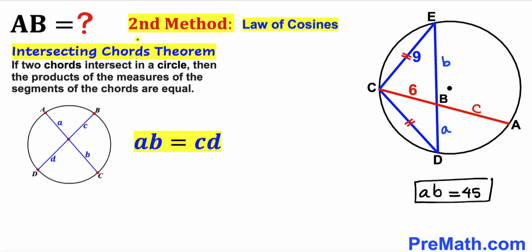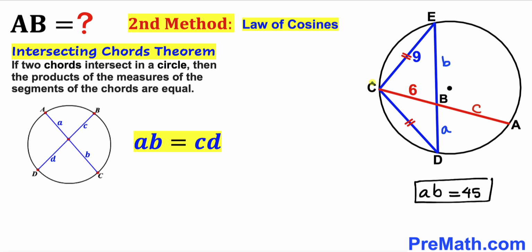And now let's recall the intersecting chords theorem. According to this theorem, if two chords intersect in a circle, then the product of the measures of the segments of the chords are equal, as you can see in this given diagram. And here we can see these two chords AC and BD intersect each other. Then the product of these segments A times B is going to be equal to C times D, as you can see in this given equation.